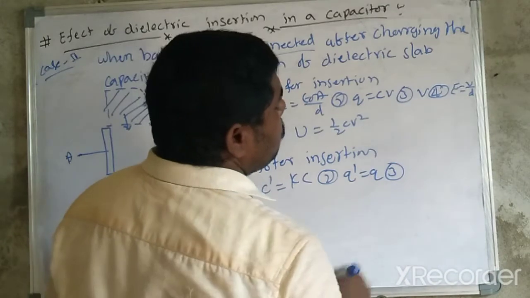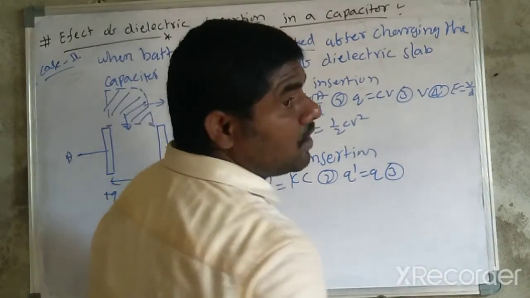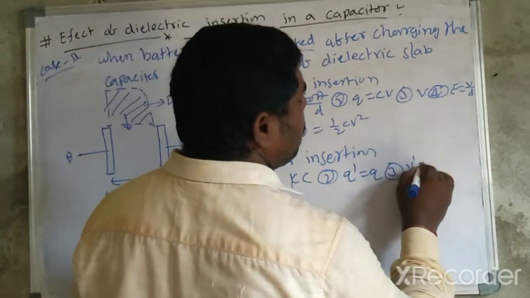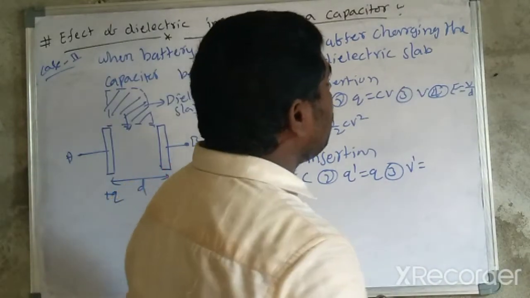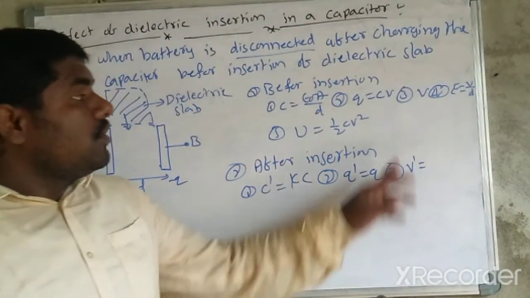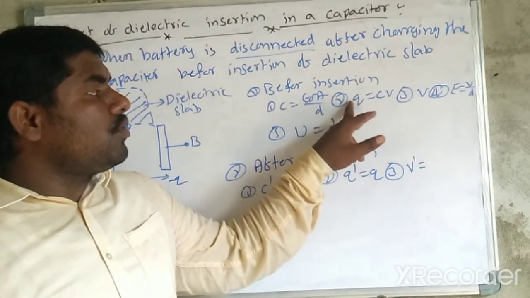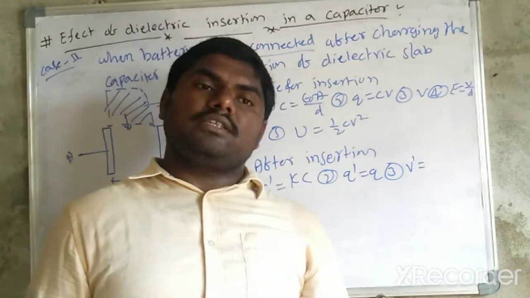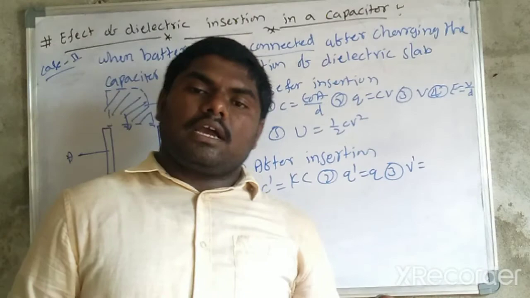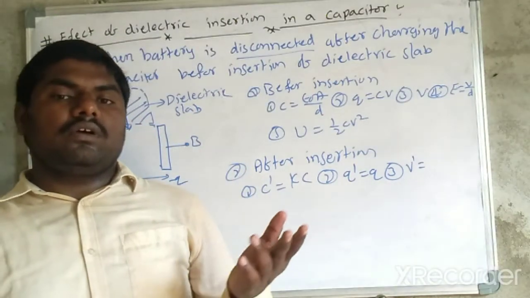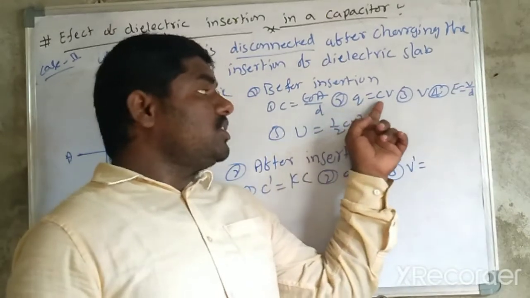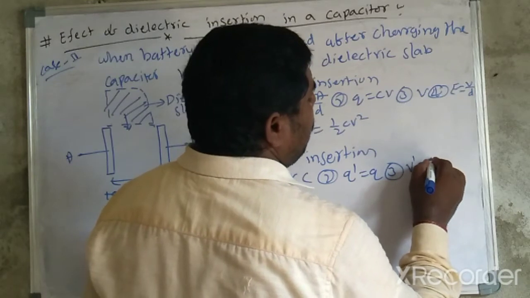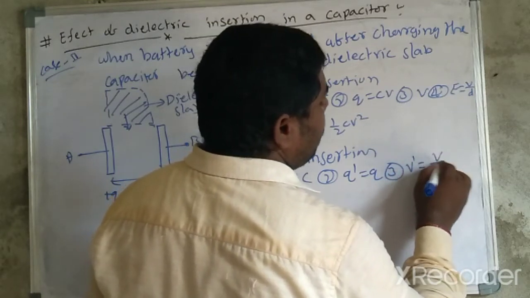In the third one, the potential is changing, because the potential difference between the two plates changes. Here V dash is equal to V divided by K, because V is equal to Q by C. Here Q is constant, C is changing. In the previous case, the charge was also changing as well as the capacitance, so V was constant. But here only C is changing. So that's why V dash is equal to V divided by K times.